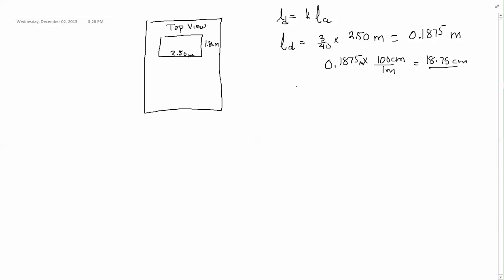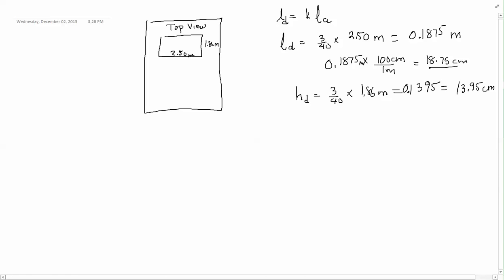Then we find the height of the diagram, and that's 3 over 40 times 1.86 meters. We calculate it exactly the same way. And we get a height of 0.1395 meters, multiplied by 100 to give us 13.95 centimeters in height.